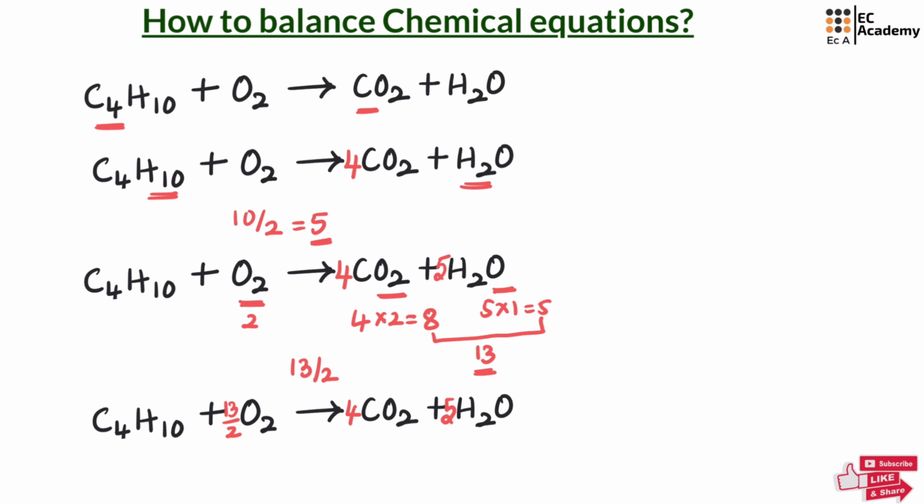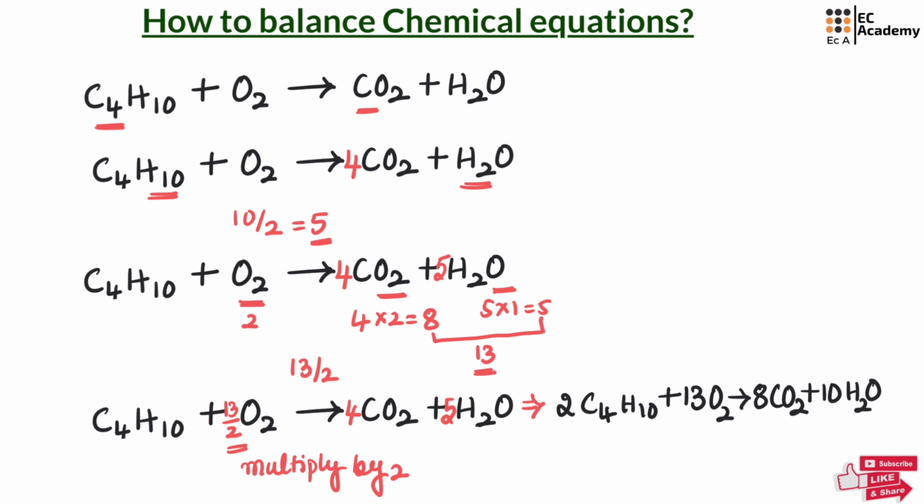Now this equation is balanced, but a balanced equation should not contain fractions. Therefore, multiply each coefficient in the equation by 2. So the equation will become 2C4H10 plus 13O2, which will produce 8CO2 plus 10H2O. So this is the balanced equation.